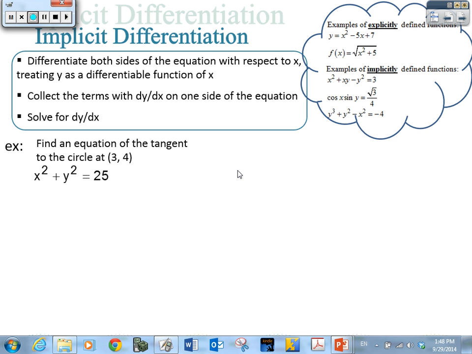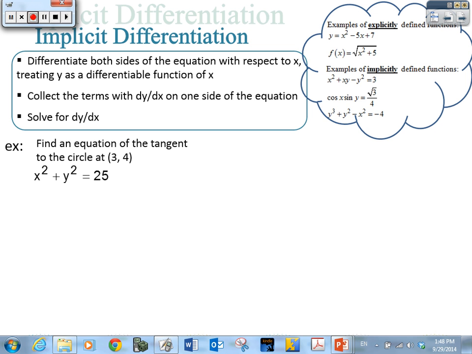Okay guys, let's take a look at today's lesson. We're going to be looking at implicit differentiation day 1. First, I would like to go through and explain what explicit or implicit defined functions are. That's kind of the basis for our lesson for today.